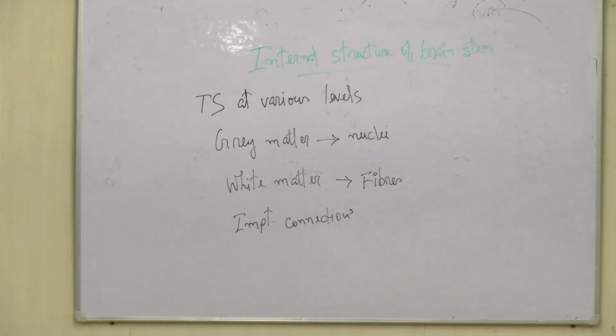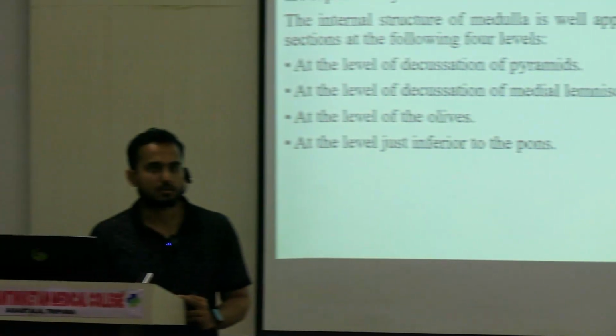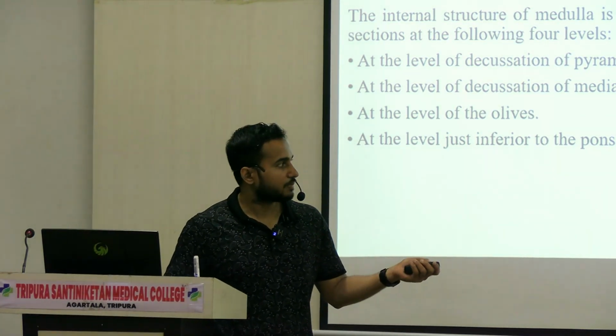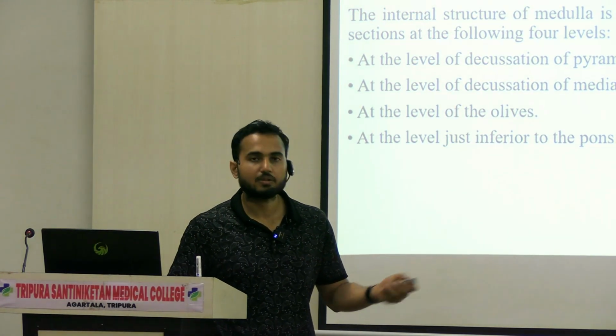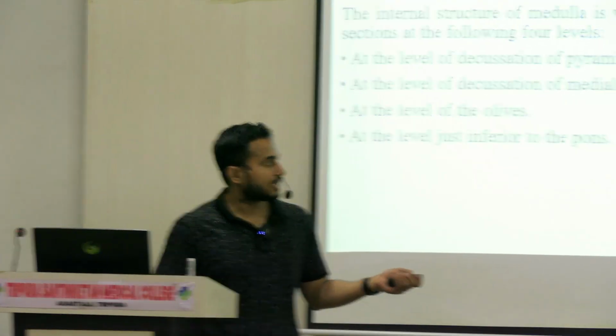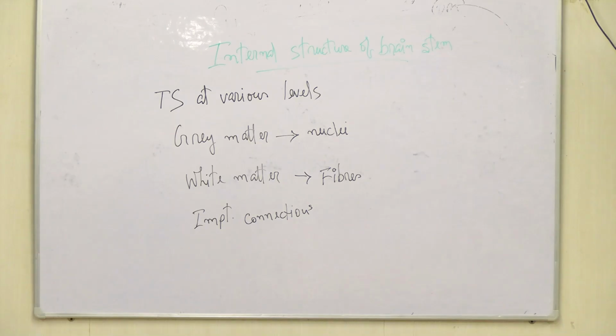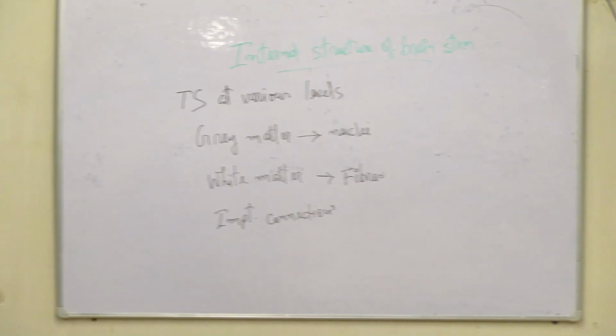Now, once you take the TS at various levels, you can see the interior. The interior is divisible into two parts, that is gray matter and white matter. In the brainstem, you will get both the gray matter and the white matter. In gray matter mainly you will see different nuclei present. You have to know the names of the nuclei, along with the position of each nucleus.